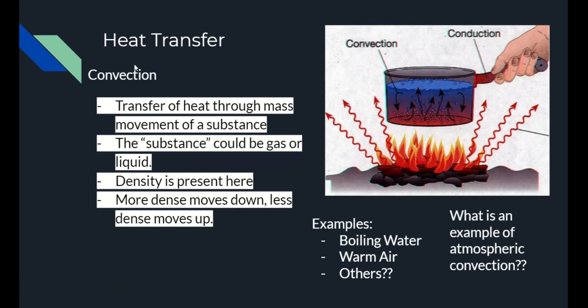Okay, convection heat transfer, and that's the transfer of heat through mass movement of a substance, right? So the substance is moving to transfer that heat, right? And this substance could be a gas or a liquid. Density is present here because as things heat up, they start to expand, which makes them less dense. And less dense things tend to rise, especially in liquids, right?